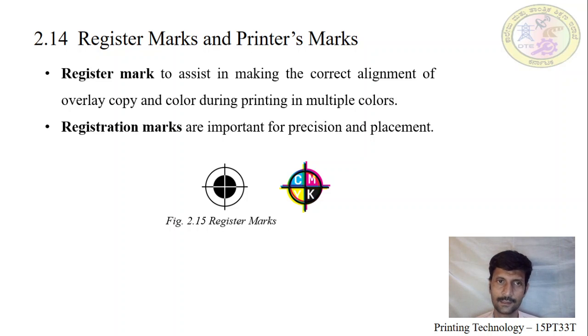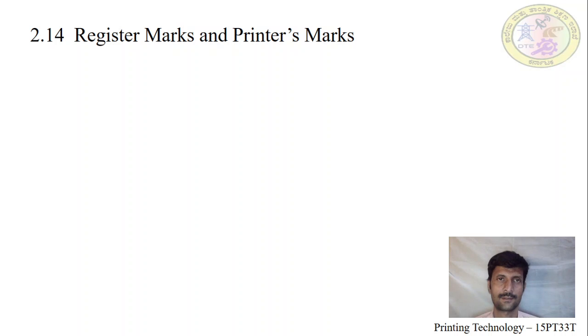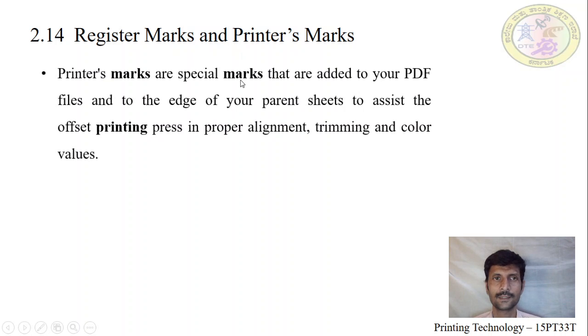After printing, this may be cut from the page during the final finishing process. The printer marks are special marks that are added to your PDF files and the edge of your printed sheets or parent sheets to help set the printing press in proper alignment, trimming and coloring. Finally, after alignment, trimming and color values will also get checked from the printed sheet.